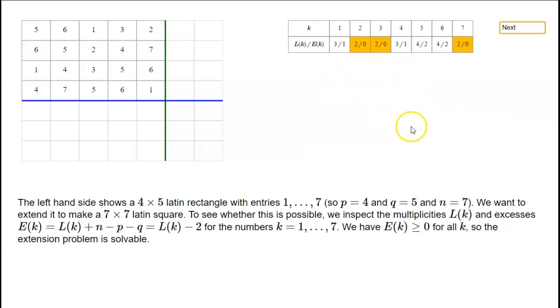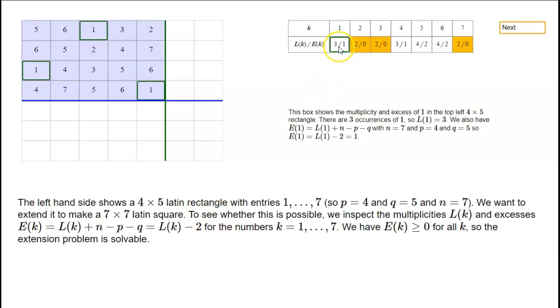And then the excess, remember, is given by the multiplicity plus n minus p minus q. In this case, n is 7 because we've got stuff in the range 1 up to 7. p is 4 because we've got 4 rows. q is 5 because we've got 5 columns. So if we do n minus p minus q, that's minus 2. So the excess is always just 2 less than the multiplicity.